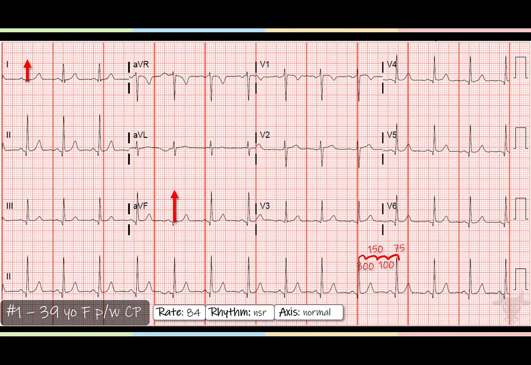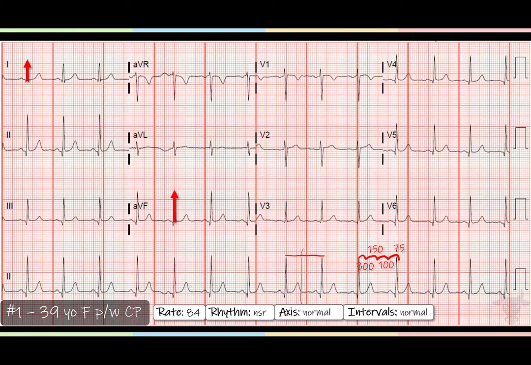Our overall axis for the EKG is normal, as we see the QRS complexes are upgoing in 1 and in AVF. Our intervals all look normal. Our PR is normal. We have a narrow complex QRS. And the QT, one of our shorthand ways of checking this, is to take the R to R interval, divide that in half, and if the QT segment is less than half of the R to R, that's a normal QT. Or at least it's not a prolonged QT.